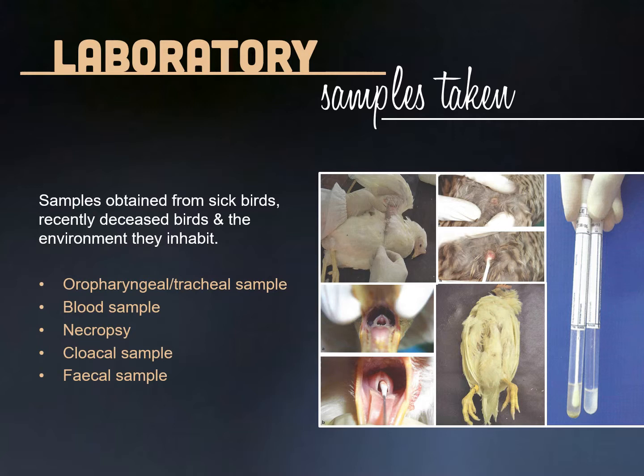Oropharyngeal or tracheal and cloacal samples, as well as blood samples, can be obtained from both live and dead birds on site. If it is unfeasible to take a cloacal swab, a fecal sample can serve as an alternative. If you suspect an outbreak has occurred, collect 20 cloacal and 20 oropharyngeal swabs from the flock.